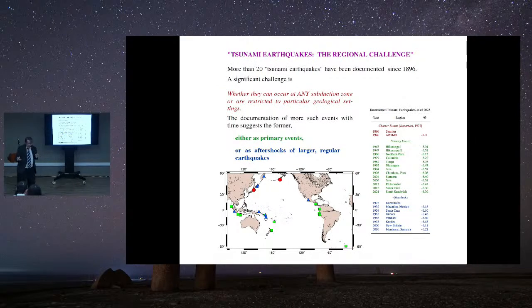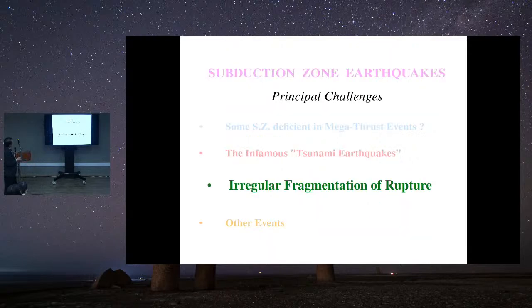Question: where do they occur? Answer: everywhere. You see here the Pacific. You find these tsunami earthquakes, primary events or aftershock events. They are omnipresent. On the coast of southern Peru and northern Chile, we haven't seen them yet, but there is no reason to believe they could not occur there. Okay, enough said about tsunami earthquakes.